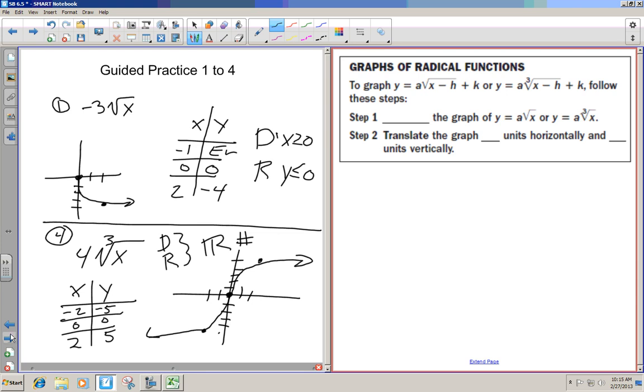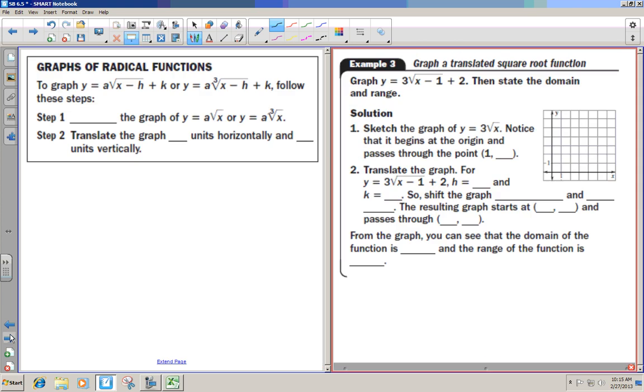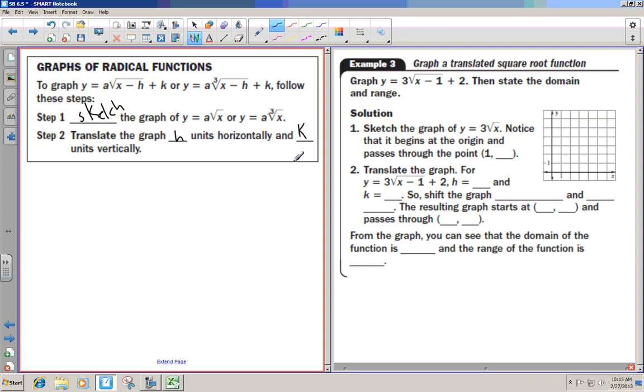All right, so that's some of the guided practice. All right, now that's for simple changes to the equation. We are just multiplying by a scalar. You now have right here a standard form for cubics and not cubics, for cube roots and square roots. Step 1 should be to sketch the graph, okay, just like we've been doing, and then talk about how you translate the graph h units horizontally and then k units vertically.